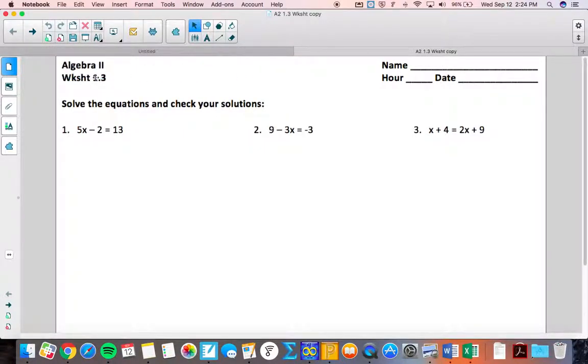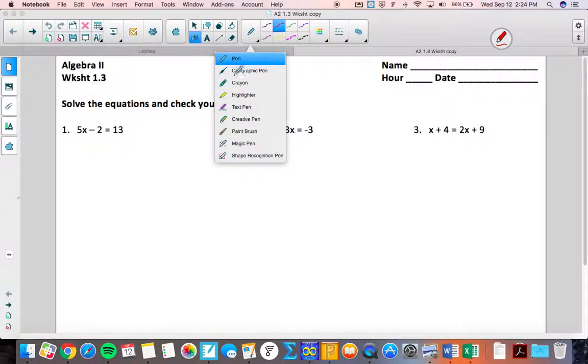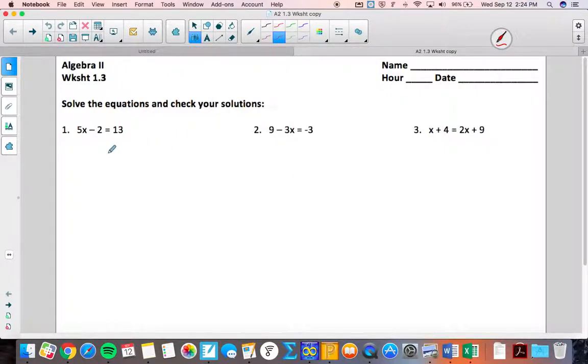Hello, this is worksheet 1.3 for Algebra 2. We're solving equations and checking our solutions, so I'm super excited. Here we go. Remember your list for your notes on worksheet 1.3. I'll be referring to that as we simplify.